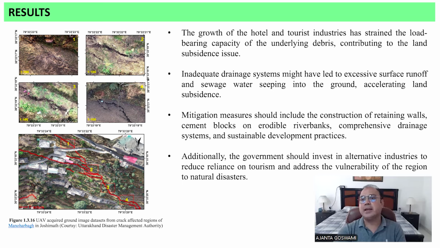The growth of the hotel and tourist industry has strained the load bearing capacity of the underlying debris, contributing to the land subsidence issue. An inadequate drainage system might have led to excessive surface runoff and sewage water seeping into the ground, accelerating land subsidence. Mitigation measures should include construction of retaining walls, cement blocks on erodible river banks, a comprehensive drainage system and sustainable development practice. Additionally, government should invest in alternative industries to reduce reliance on tourism and address the vulnerability of the region to natural disaster. It is very important that this particular area should not only rely on tourism, but should look for some alternate industries also, so that people rely on some other business.